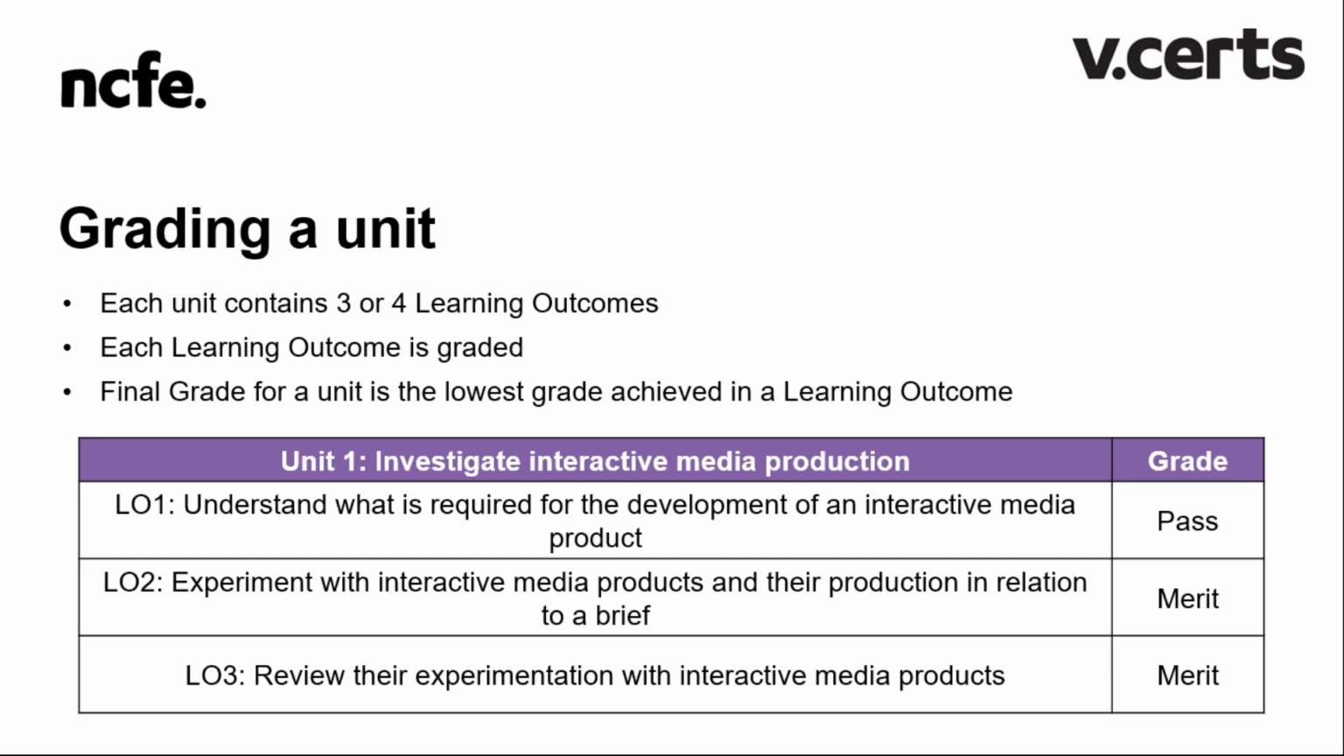When it comes to combining and working out their final grade, there is a compensatory system there. So if they got in Unit 1 a pass, Unit 2 a distinction, Unit 3 a distinction, Unit 4 a distinction, their final grade would not be a pass. There is a compensatory grading system when you're combining all the units together.